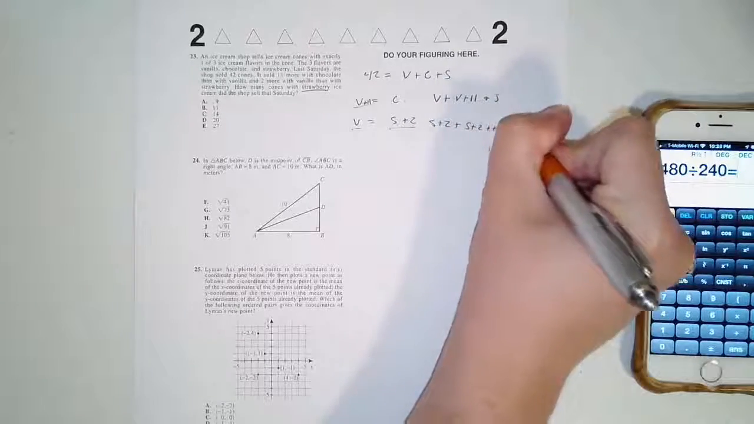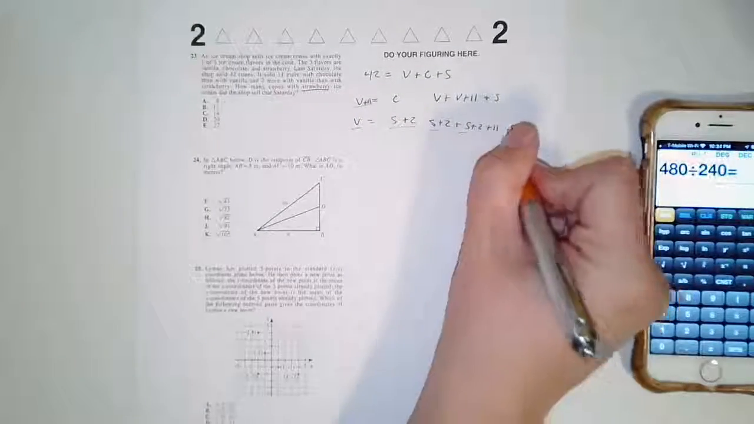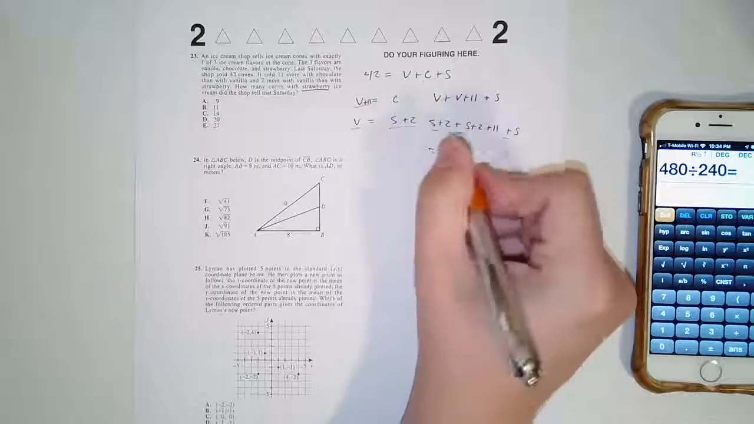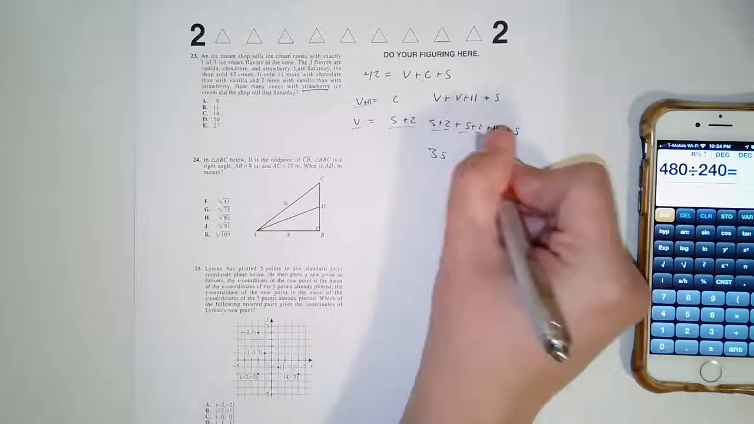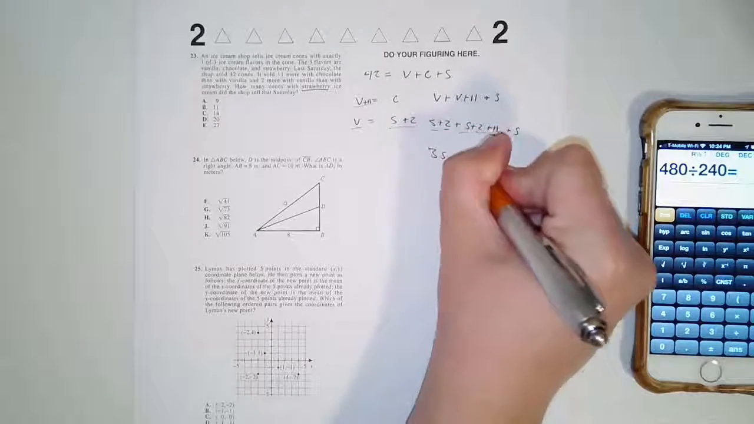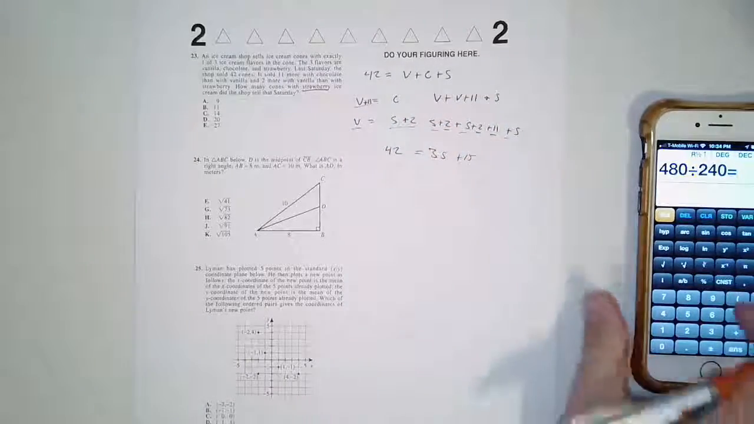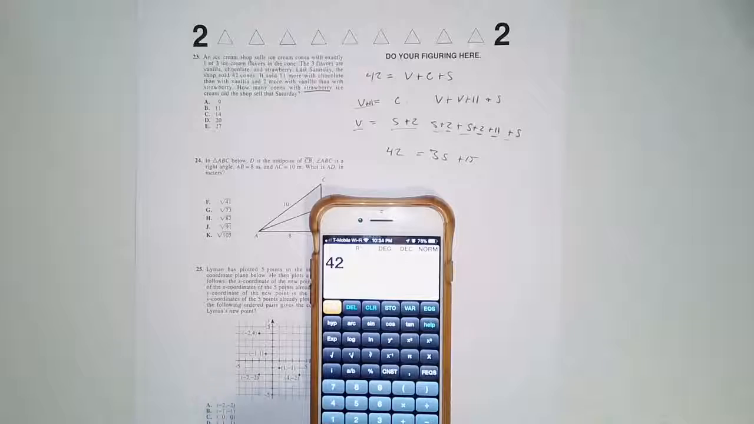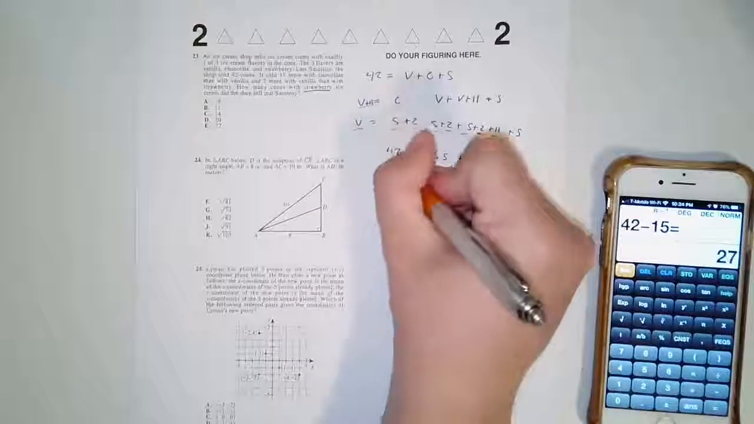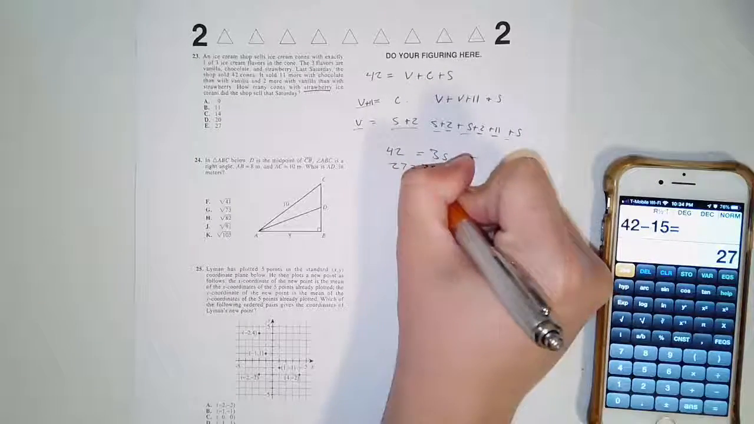Combining my like terms, I have an S and an S and an S, so 3S. And I have 2 and 2 and 11, and so I get 3S plus 15 equals 42. Subtract 15 from both sides. 42 minus 15 is 27. Since 27 equals 3S, divide by 3, and then I get S equals 9. And it is asking for strawberry.